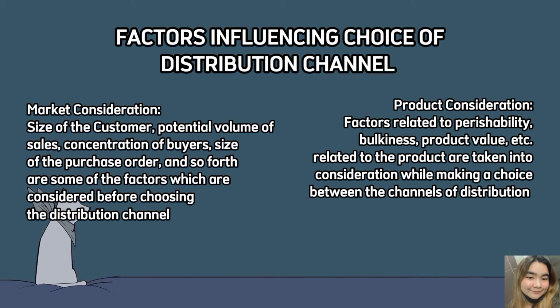So on this topic, we have 4 considerations when it comes to choosing our distribution channels. Those are market consideration, product considerations, middleman considerations, and of course, the company considerations. First, we have the market consideration. Size of customer, potential volume of sales, concentration of buyers, size of the purchase order, and so forth are some of the factors which are considered before choosing the distribution channel.